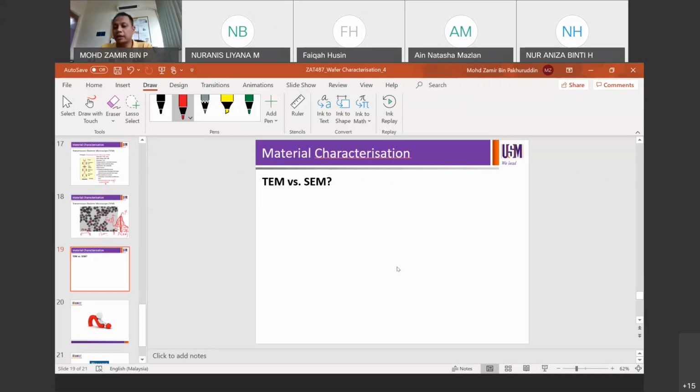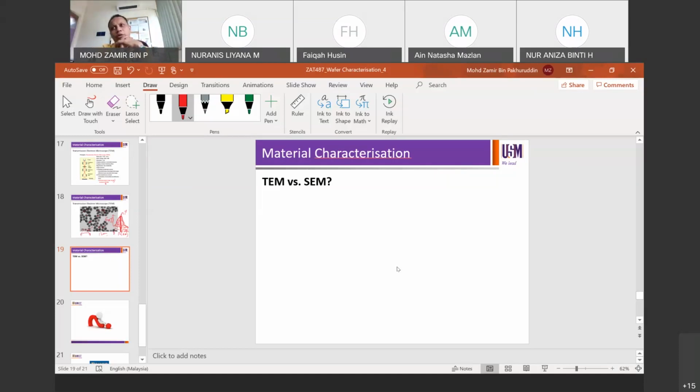Straightforward, right? Which one is more expensive? TM is more expensive, right? TM lah. TM is more expensive because TM is more sophisticated. Okay. SEM is scattered electron, TM is transmitted electron, TM is expensive. Yep, very good. So TM is more expensive.